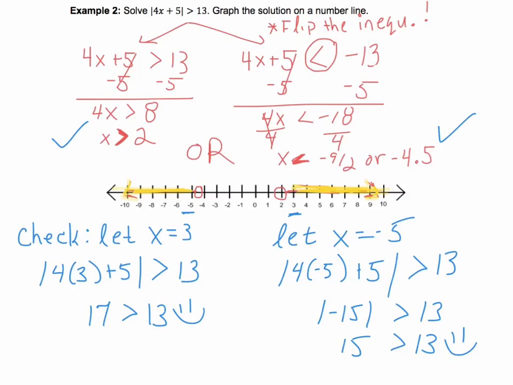Real quick, I wanted to show you the case of and. Are there any questions on this example before I go along, though?